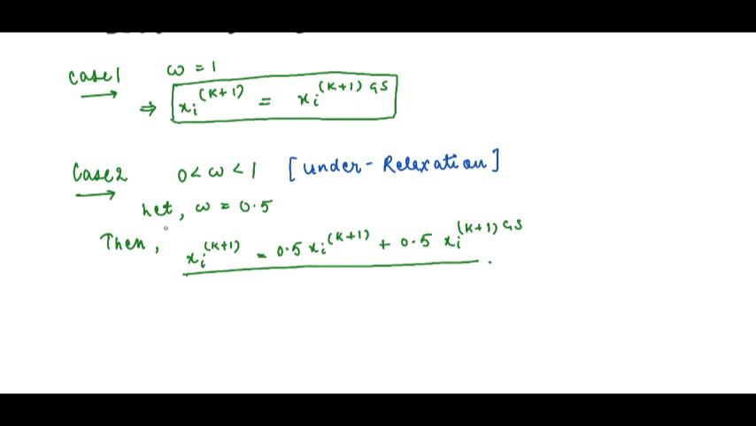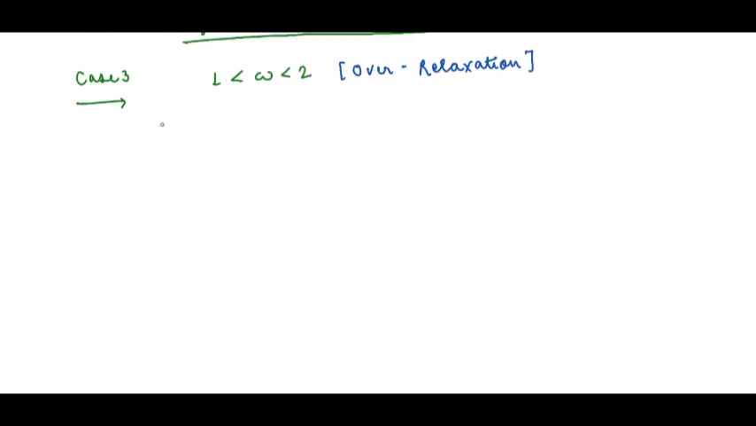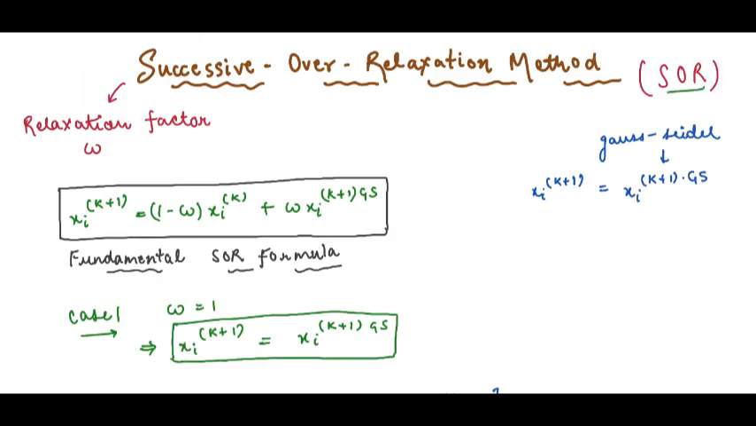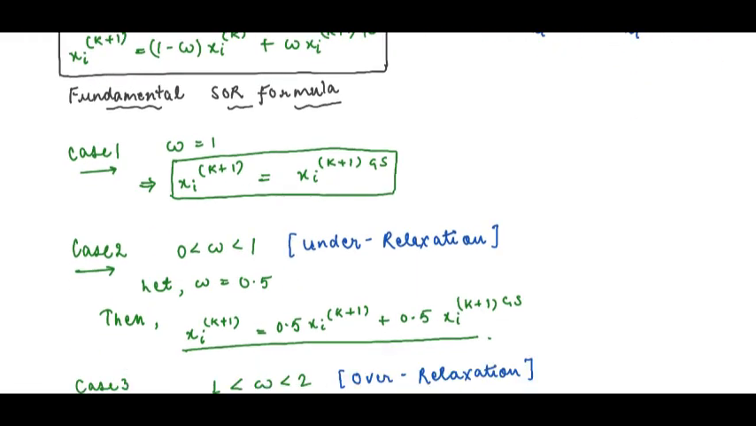The third case is when we take omega between 1 and 2, and this is called over-relaxation. Here we move more aggressively towards the new value. For example, we can take omega as 1.5, and this can significantly accelerate convergence for suitable systems, and that is why this method is called the successive over-relaxation method.